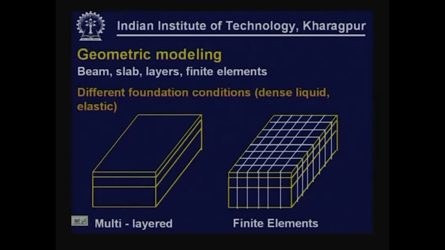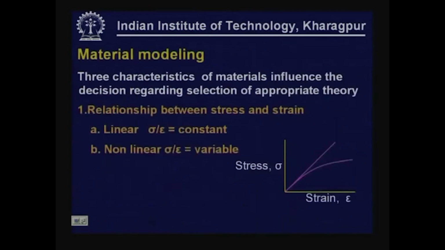But on the right hand side, you see a finite element model in which the pavement is discretized into a number of small elements. This would be required especially when the nonlinear behavior of different types of materials that we use in the pavement is to be properly modeled. When it comes to material modeling, materials are modeled on the basis of three main characteristics.